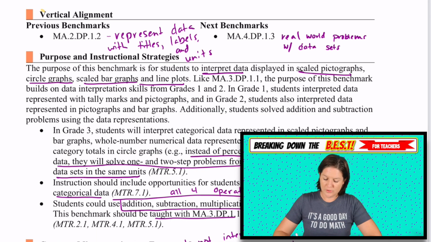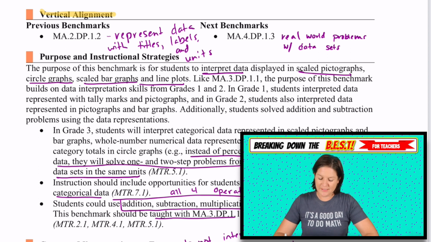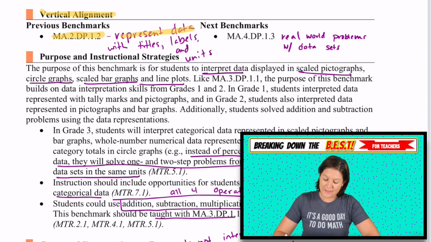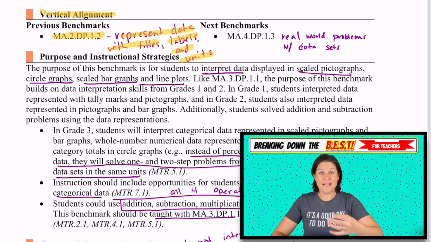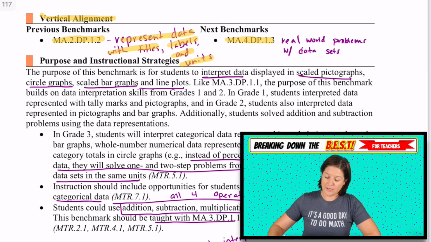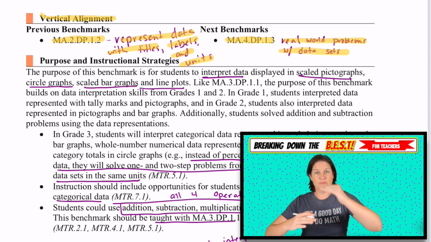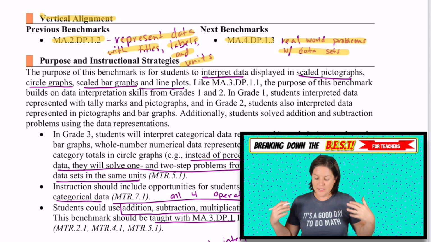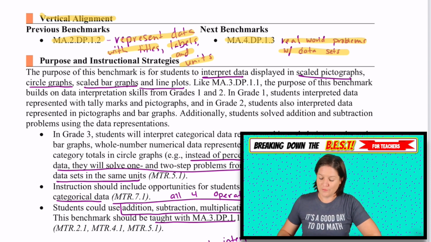Let's continue. So let's look at that vertical alignment in 2nd grade. They had MA.2.DP.1.2, which is representing data with titles, labels, and units. So you can see this definitely aligns this year, bumping it up to the 3rd grade level. And then in 4th grade, we will have real world problems with data sets. So you can see that we're taking steps each year, increasing the expectation for our students.